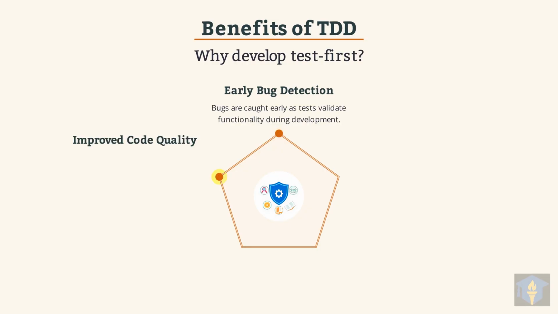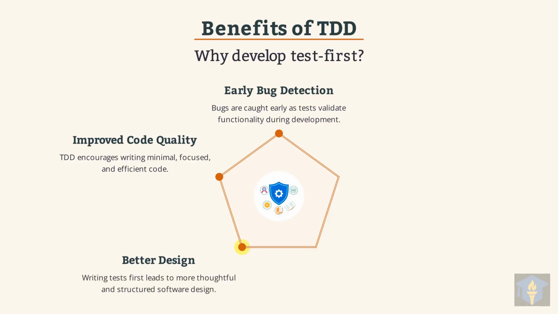TDD encourages writing minimal, focused, and efficient code, naturally leading to improved overall code quality and readability. TDD encourages you to write minimal, focused, and efficient code, leading to cleaner and more maintainable solutions. Writing tests first forces you to think about the design and interface of your code, resulting in better software architecture. By writing tests first, you naturally arrive at more thoughtful and structured software designs, enhancing modularity.